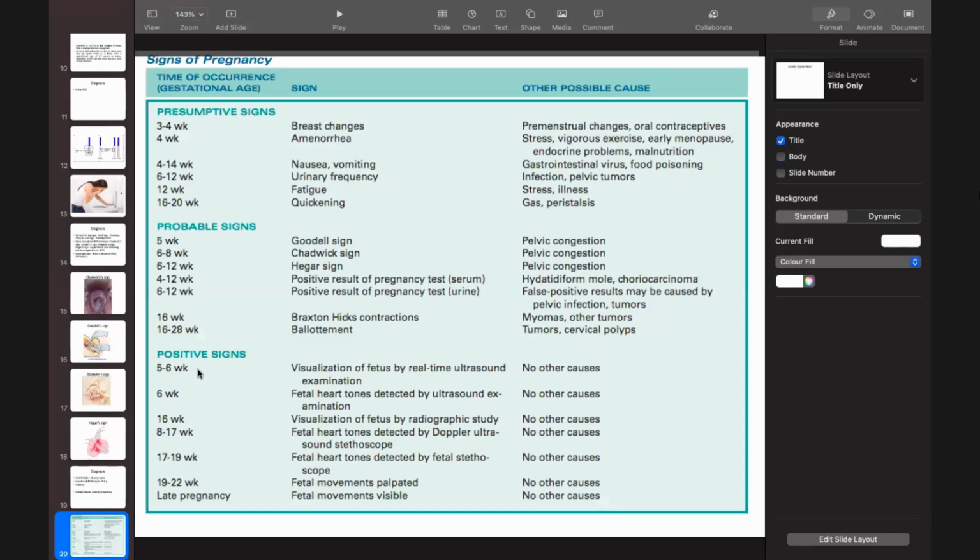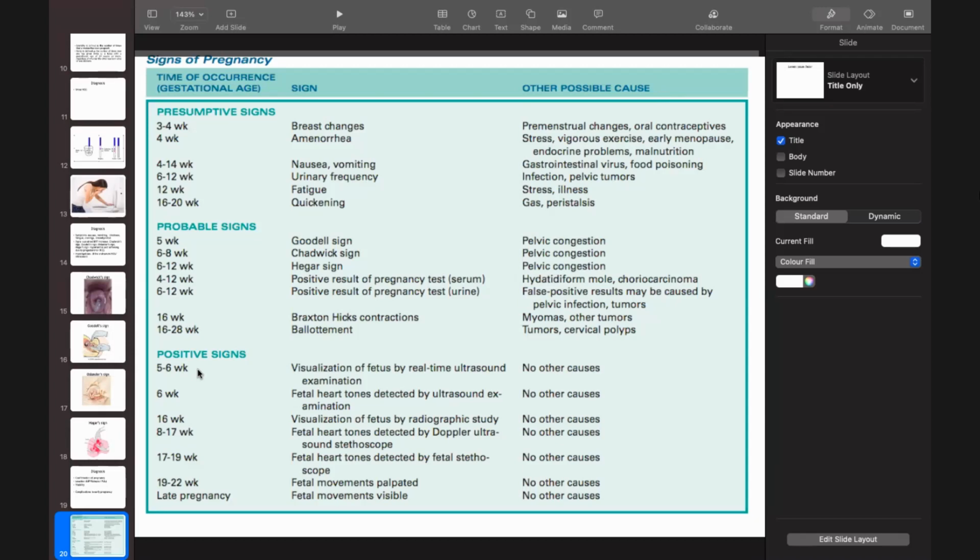And pregnancy symptoms, as I said before, physiologically and anatomically, cause lots of changes in the body. You should know the physiological changes in the body. One is, they become amenorrheic. You all know that. But amenorrhea can be due to some other things also: stress, vigorous exercise, early menopause, endocrine problems. Those are the differential diagnoses.